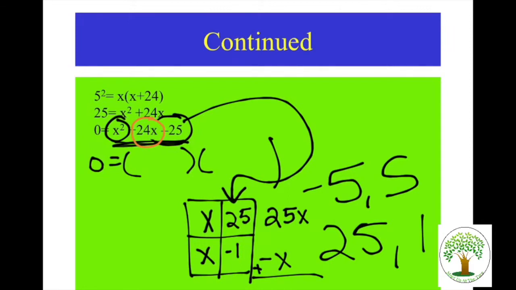I am going to add them together and see if I get the 24 that I'm looking for. And notice that I need to erase some stuff so I can see it's actually a positive 24 that I'm trying to get. And so let's see if that worked. When I add these two together, I will get 24x. So yes, I have found it.